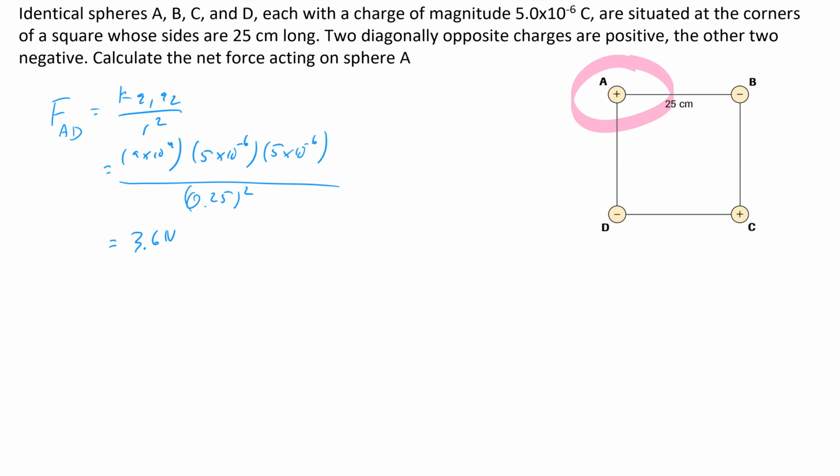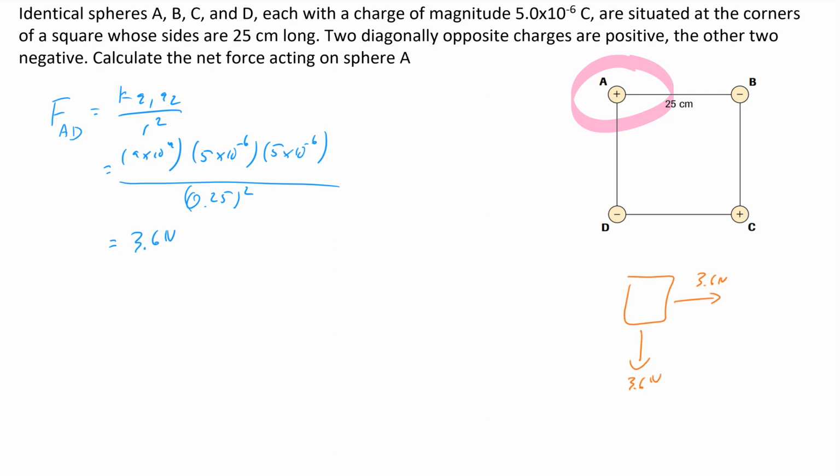So if we look at A and we just draw it out like this, I now know I have a force of 3.6 newtons this way. And it's going to be identical between A and B, so we're also going to have a force of 3.6 newtons this way. So that leaves us with our repulsion between A and C.